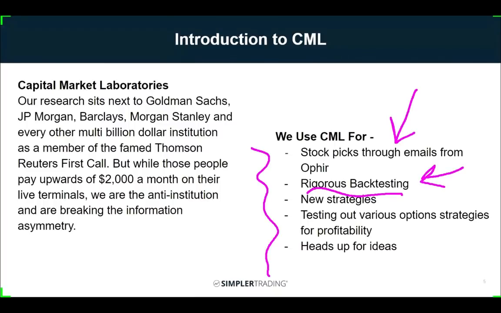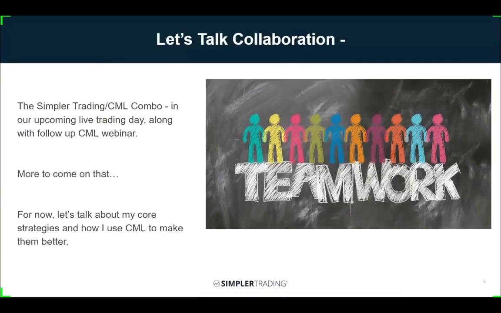The next piece of that is the new strategies that he's added to the backtester. Previously, Henry, John, and myself primarily used CML Viz for the run into earnings. Now he's added some buy the dips and a couple others in there that are great. Like I said, you can use it to test out various option strategies for profitability and as a heads up on great new trade ideas.